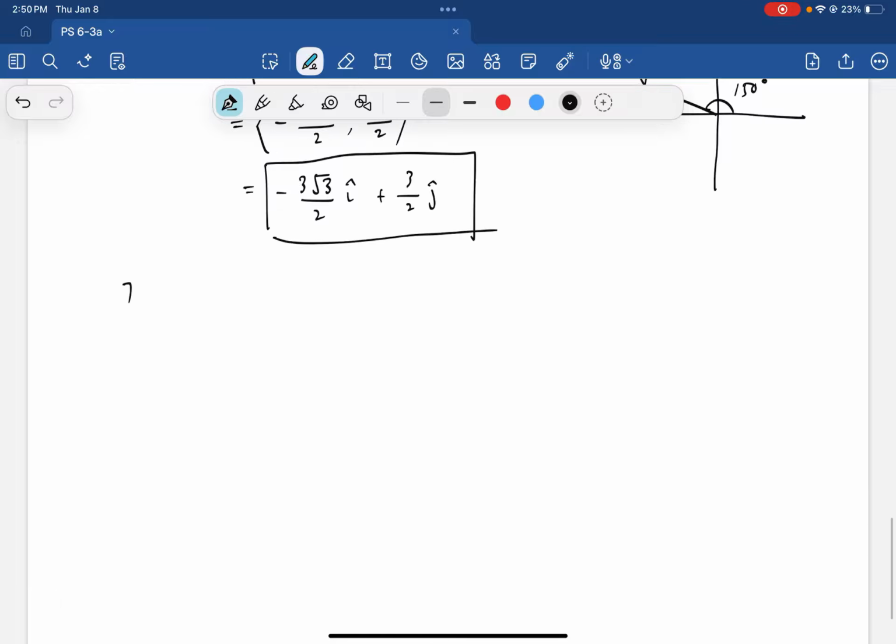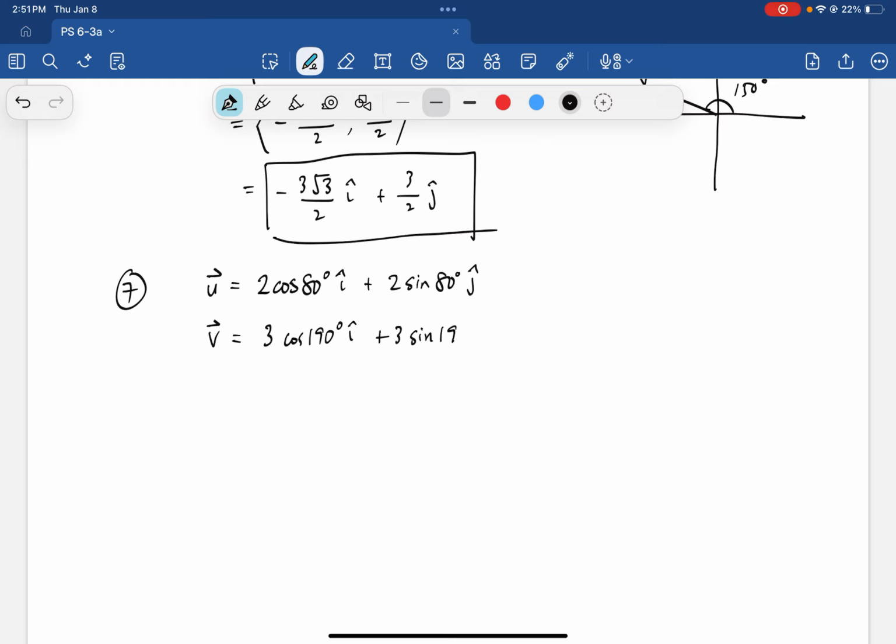And lastly, number 7. Write u plus v in terms of i and j if u has a magnitude of 2 and points in, okay? So let's first find u and v. u is going to be 2 cosine 80 degrees i plus 2 sine 80 degrees j. Okay, you don't even need to draw it really. As long as the angles are calculated with respect to the positive x-axis, you're always going to know that the x component is the magnitude times cosine, and the y component is magnitude times sine. So that's a rule we always know to follow. And v is going to be 3 cosine 190 plus 3 sine 190.